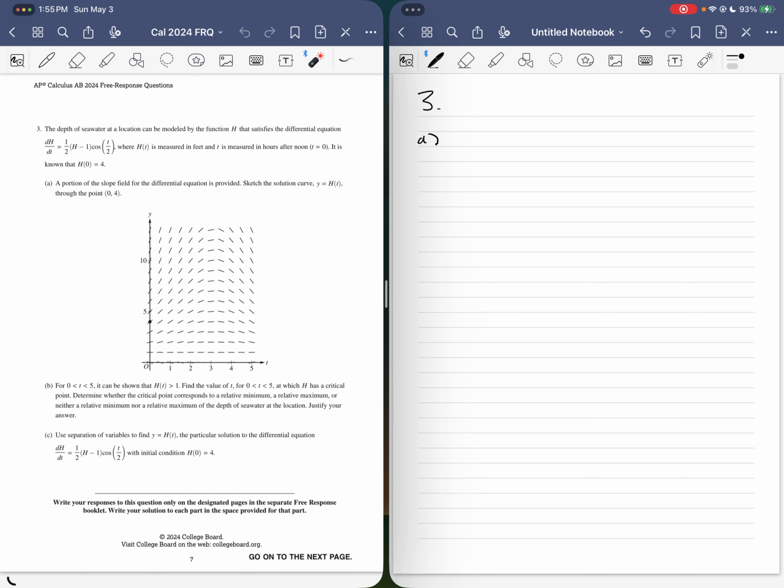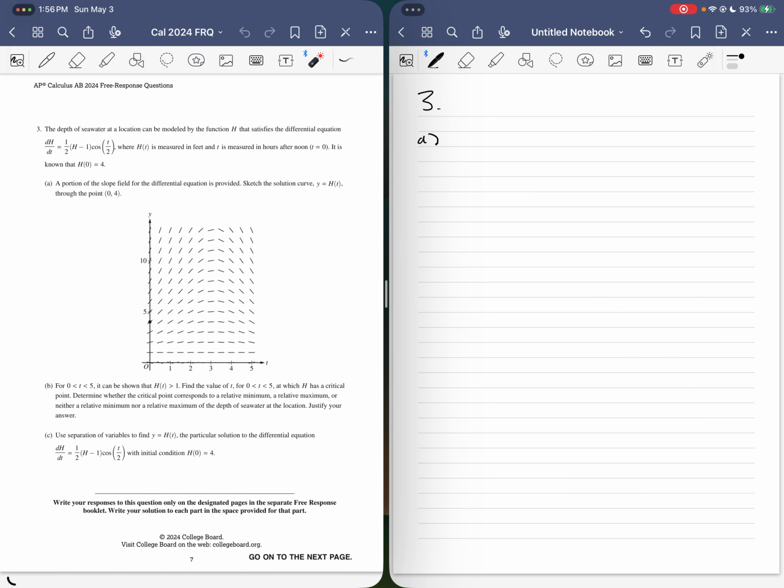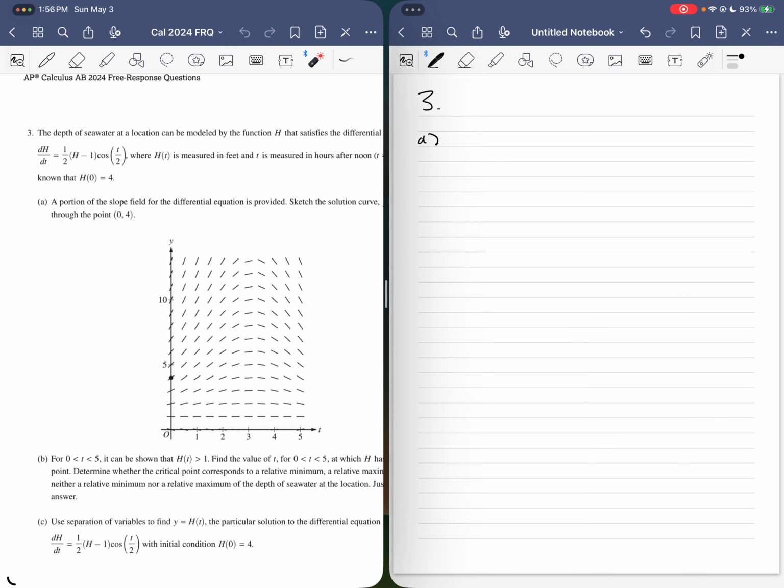This time I will go over the FRQ non-calculator portion. Question number 3 has only A, B, and C, and so does question number 4. Keep that in mind. I'm not expecting you guys to finish every single question of this one, but lucky enough, this one is not that difficult, especially number 1.